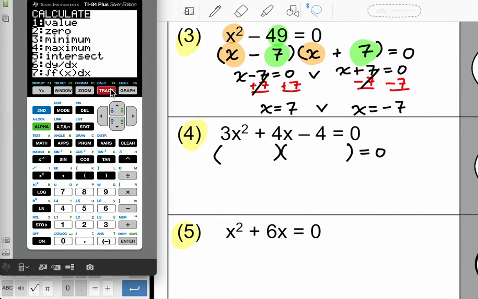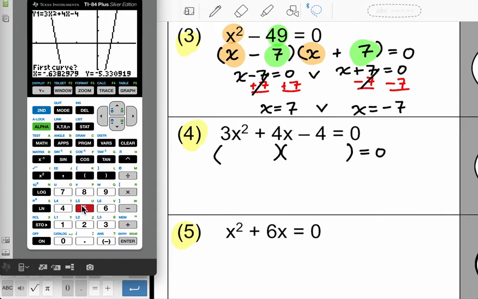So I'll do second trace 5. Second trace 5 once you have your graph. Then get as close as you can to whichever intersection you're looking for and hit enter, enter, enter. So I have one intersection, x is equal to negative 2.